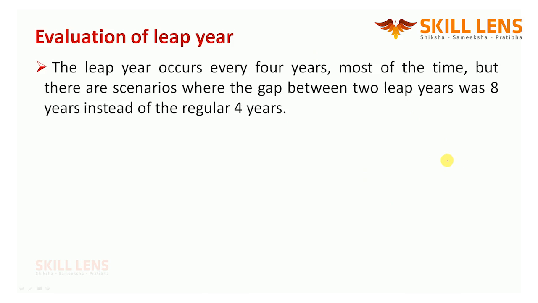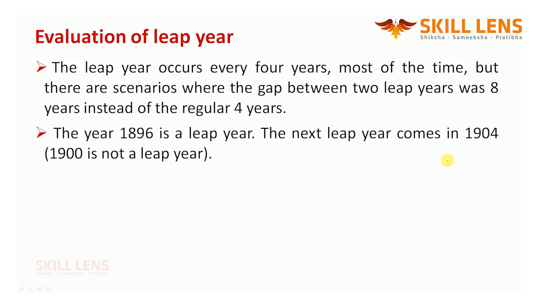Okay, a leap year occurs every 4 years most of the time, but there are scenarios where the gap between 2 leap years is 8 years. So you can see the example. Okay, 1896 is a leap year. Why? Because 1896 is completely divisible by 4. Definitely I can say this is a leap year. But after 4 years, people will write 1900. Okay, is this a leap year? Yeah, if you divide by 4, it completely divides.